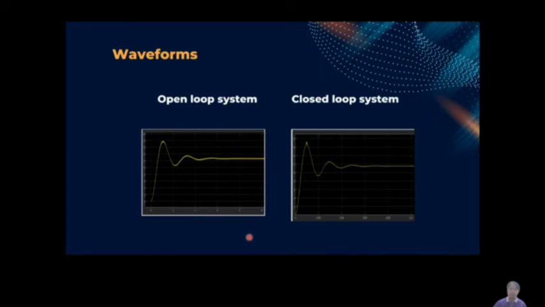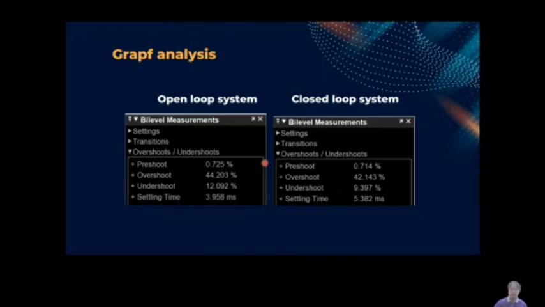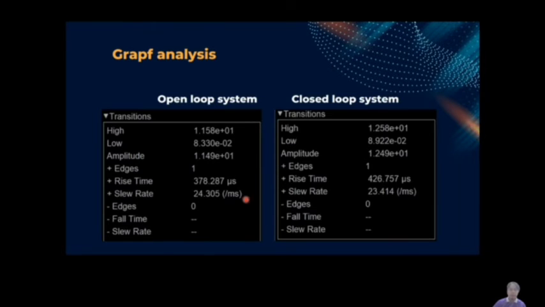Okay, next. This is the waveform of the open loop system and the closed loop system. They are quite similar, but there are slight differences between them. The difference is the settling time, where the open loop system takes shorter than the closed loop system. And you can see here, the rise time of the open loop system is also shorter than the closed loop system.